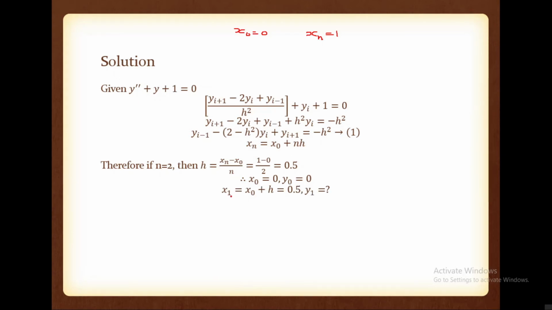x1 is equal to x0 plus h, that is equal to 0 plus 0.5. So x1 is equal to 0.5. And the corresponding value is y1. That is not given. We have to find that value. So y1 is a question mark. We have to find it.